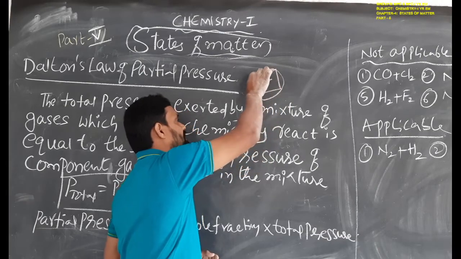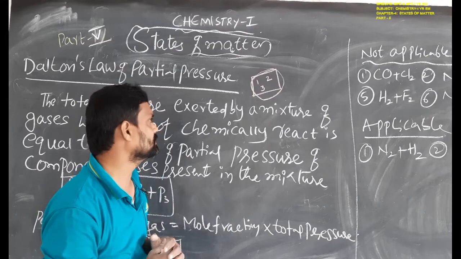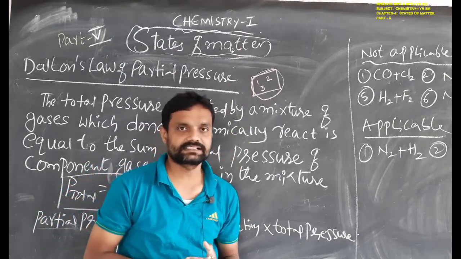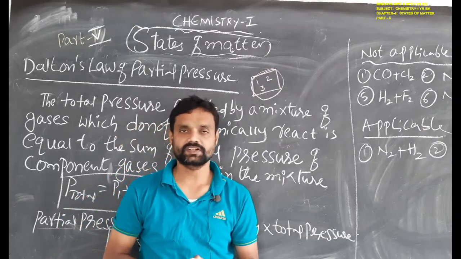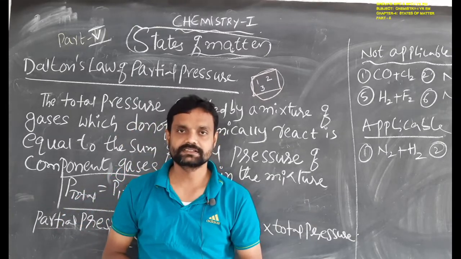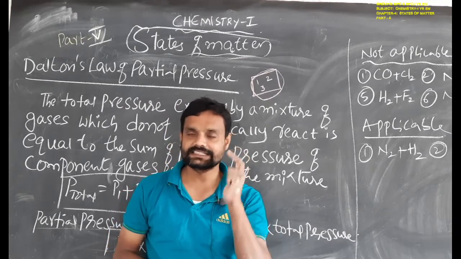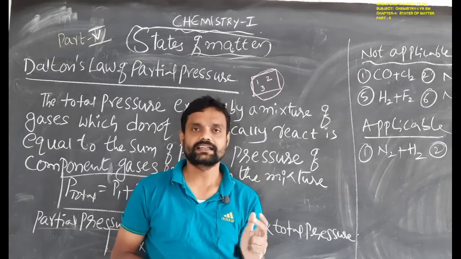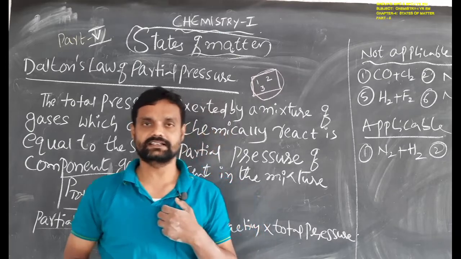This mixture of gas total pressure is equal to the sum of the partial pressure of each gas. Simply, that is called Dalton's law of partial pressure. Okay, students, do you understand? So the condition here is that the gases present in the mixture chemically do not react with each other.